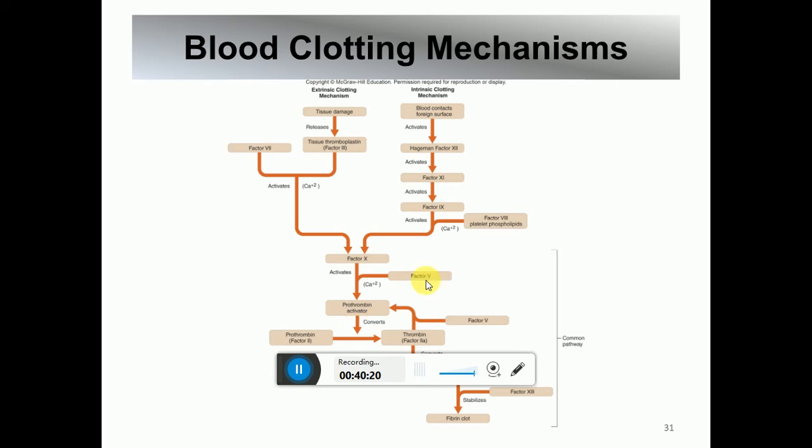While the intrinsic clotting mechanism is stimulated by blood contact with a foreign surface on the inside of the body, for example, the connective tissue of the blood vessel, okay, that will lead to activation of Hageman factor, and then through another cascade of events that again needs calcium, would lead to your common pathway eventually.